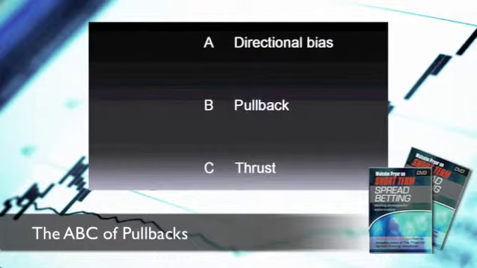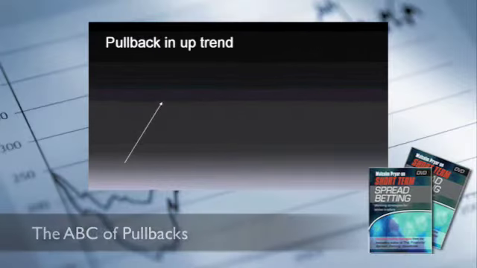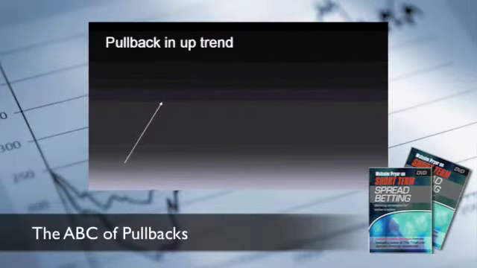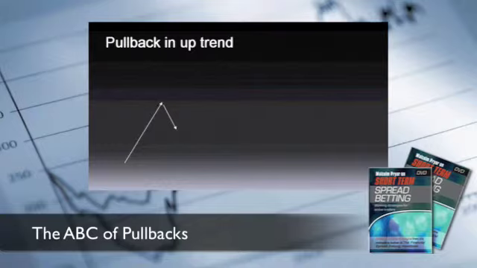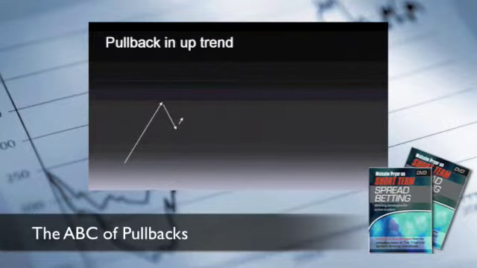So let's look at a pullback in an uptrend. The overall direction is up. Our directional bias is up. We won't be looking to go short, only long. This is the pullback. Price going in the opposite direction to the overall directional bias. Finally, here is the thrust, a sign that price is heading back in the overall direction of our directional bias.